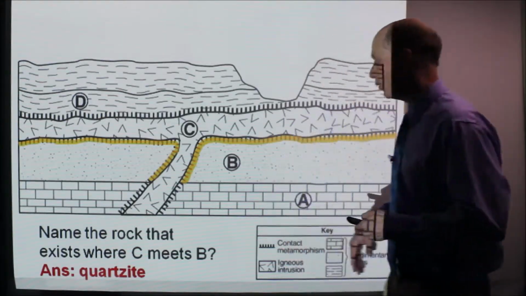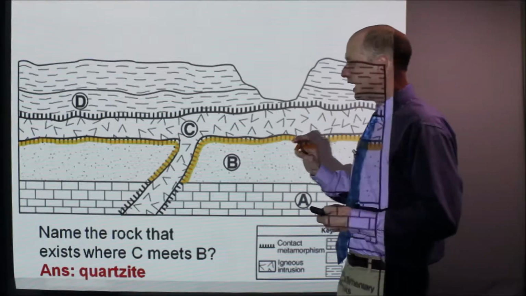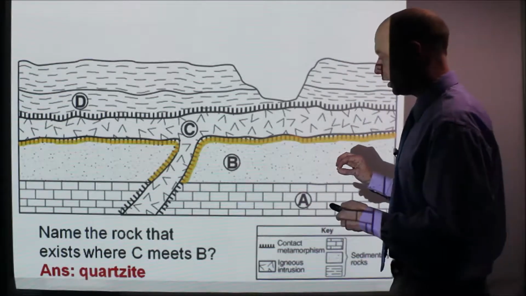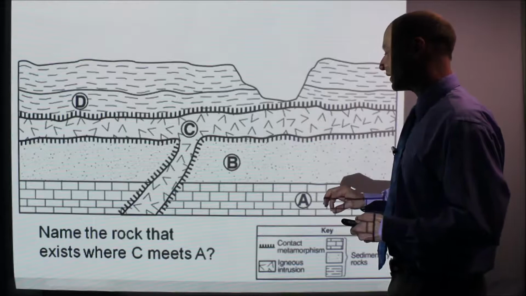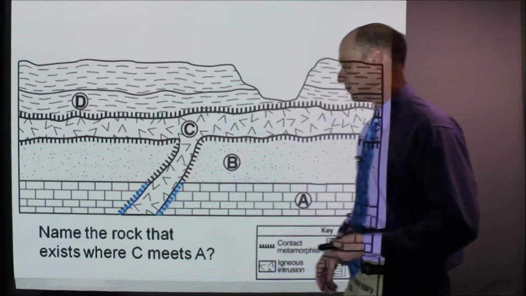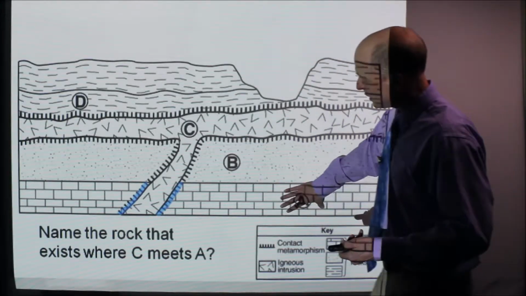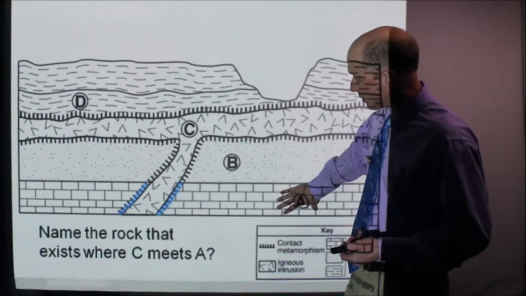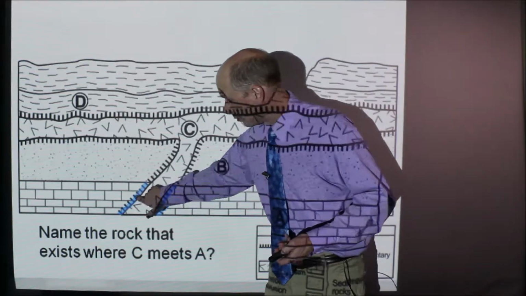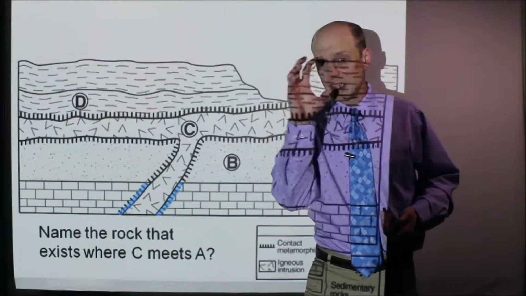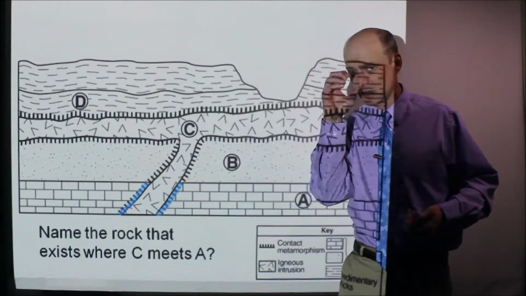All right, let's do another one, because this is a common thing on tests. Name the rock that exists where C meets A. So similar question, I'm highlighting it there. So A is a sedimentary rock. I'm sorry, but it's metamorphic right there, and you go up close, you can kind of see how the crystals and grains kind of got melted together.